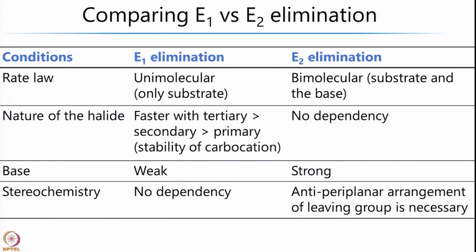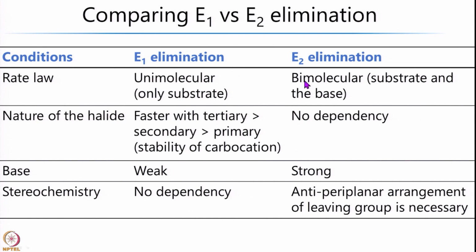So, with this we shall now try and compare the E1 and E2 elimination reactions and see what are the commonalities or the differences between them. So, with respect to the rate law, what you see is that E1 is unimolecular, that is it depends only on the substrate. The leaving group leaves first to give rise to the formation of the carbocation. So, it is a unimolecular reaction, whereas E2 is a bimolecular reaction where both the base as well as the substrate take part in the rate determining step of the reaction.